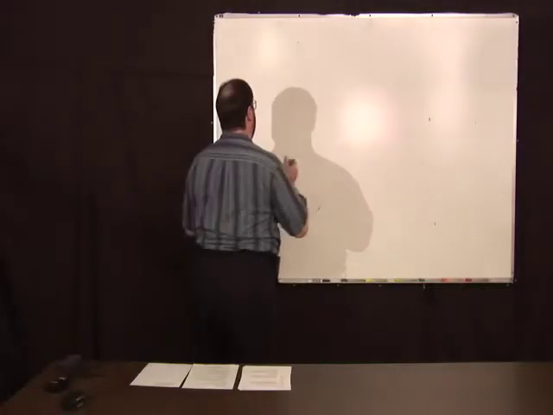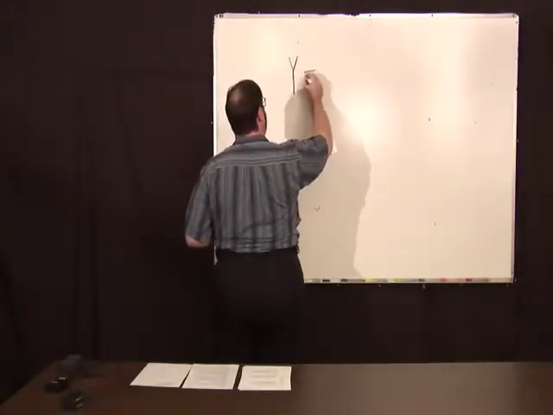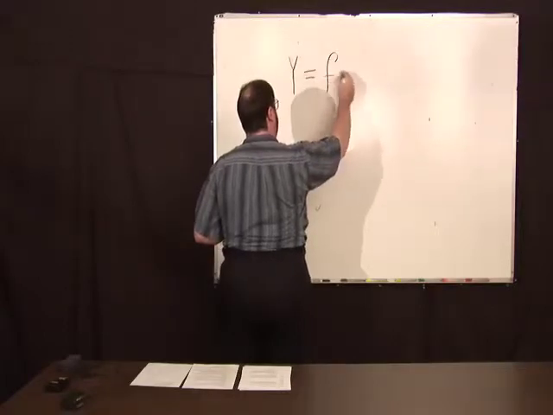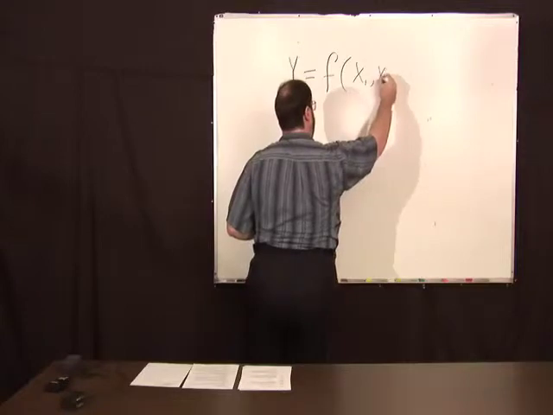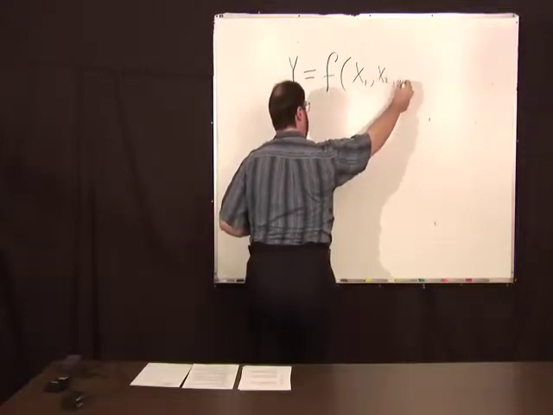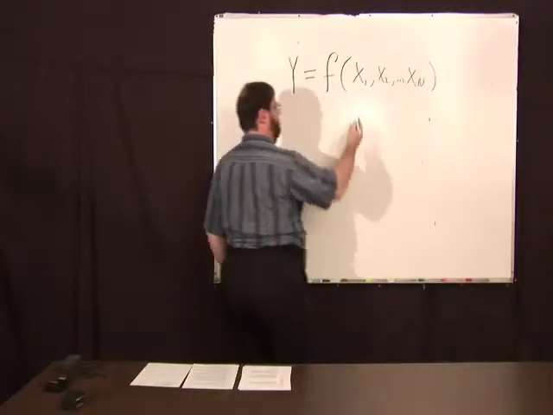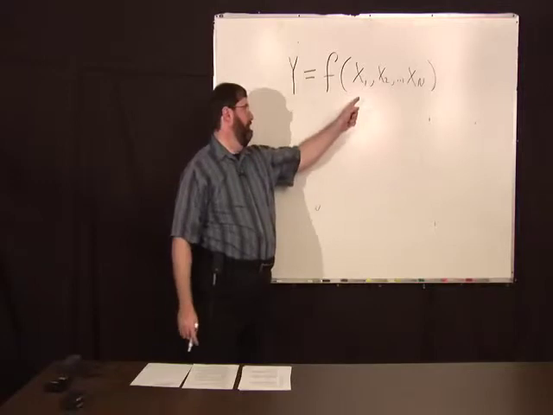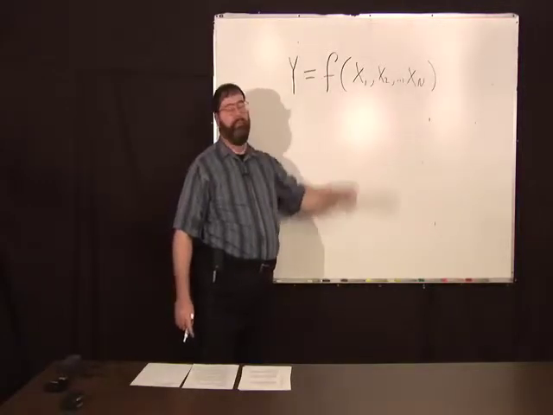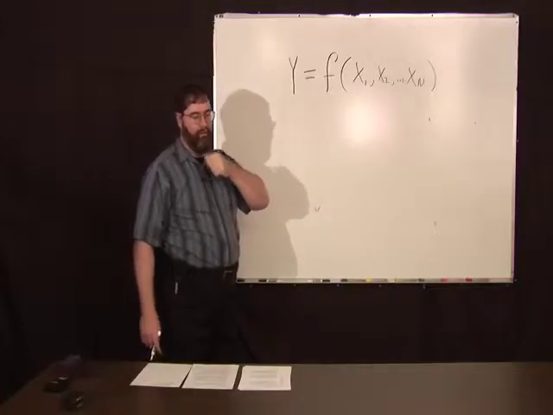You can have a measurement equation now. Let's say y is the quantity you want to measure, and it might be a function of several variables. Let's say n variables. These could be, in our example last time, there were two variables, length and width, to measure area. Well, this is just a more general measurement equation.